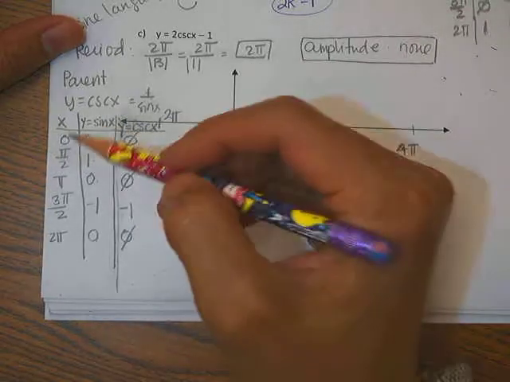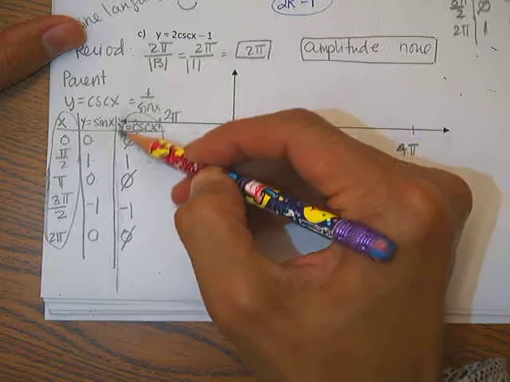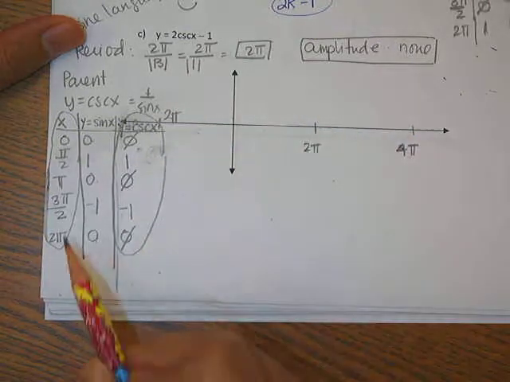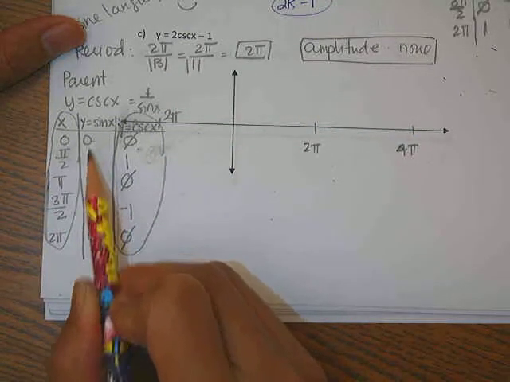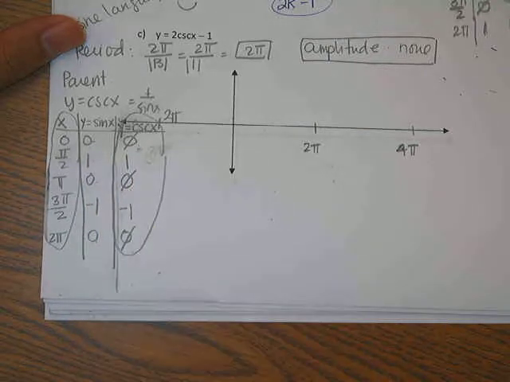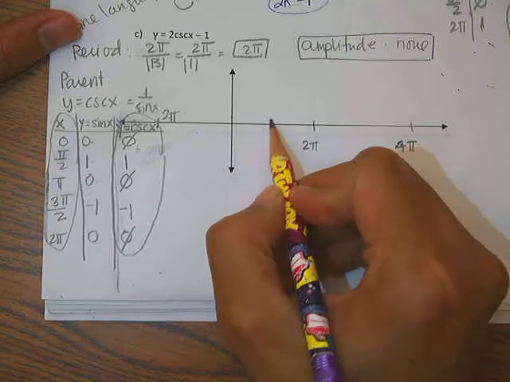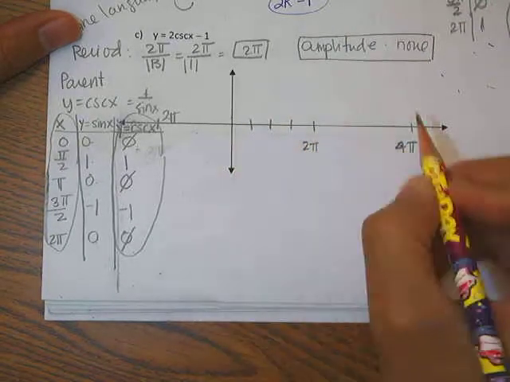Okay, so here are my inputs. Here are my outputs of cosecant. So anywhere that sine used to be 0, it just turns into an undefined value for cosecant. And that's where I'm going to put my asymptote. All right, so every period has 4 full intervals.